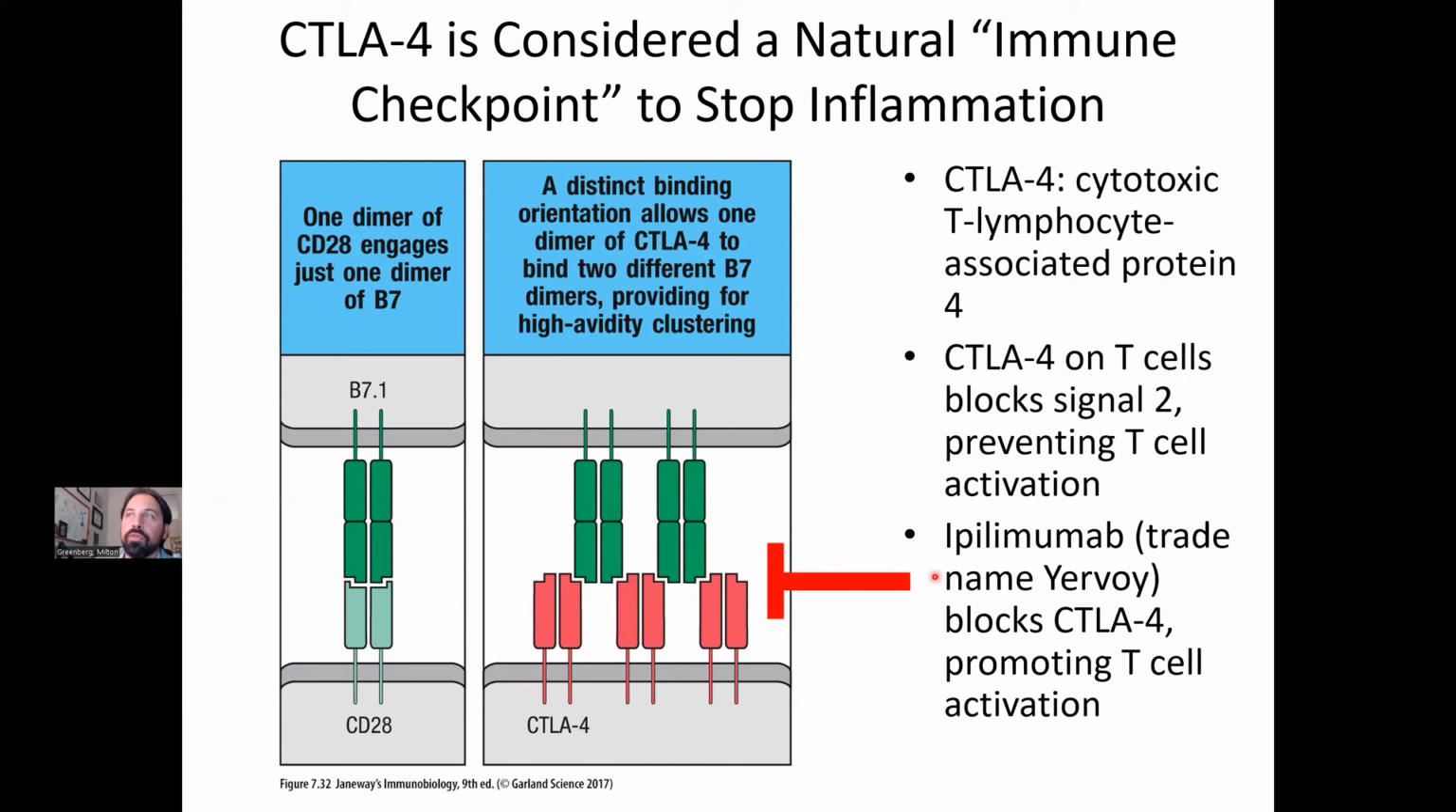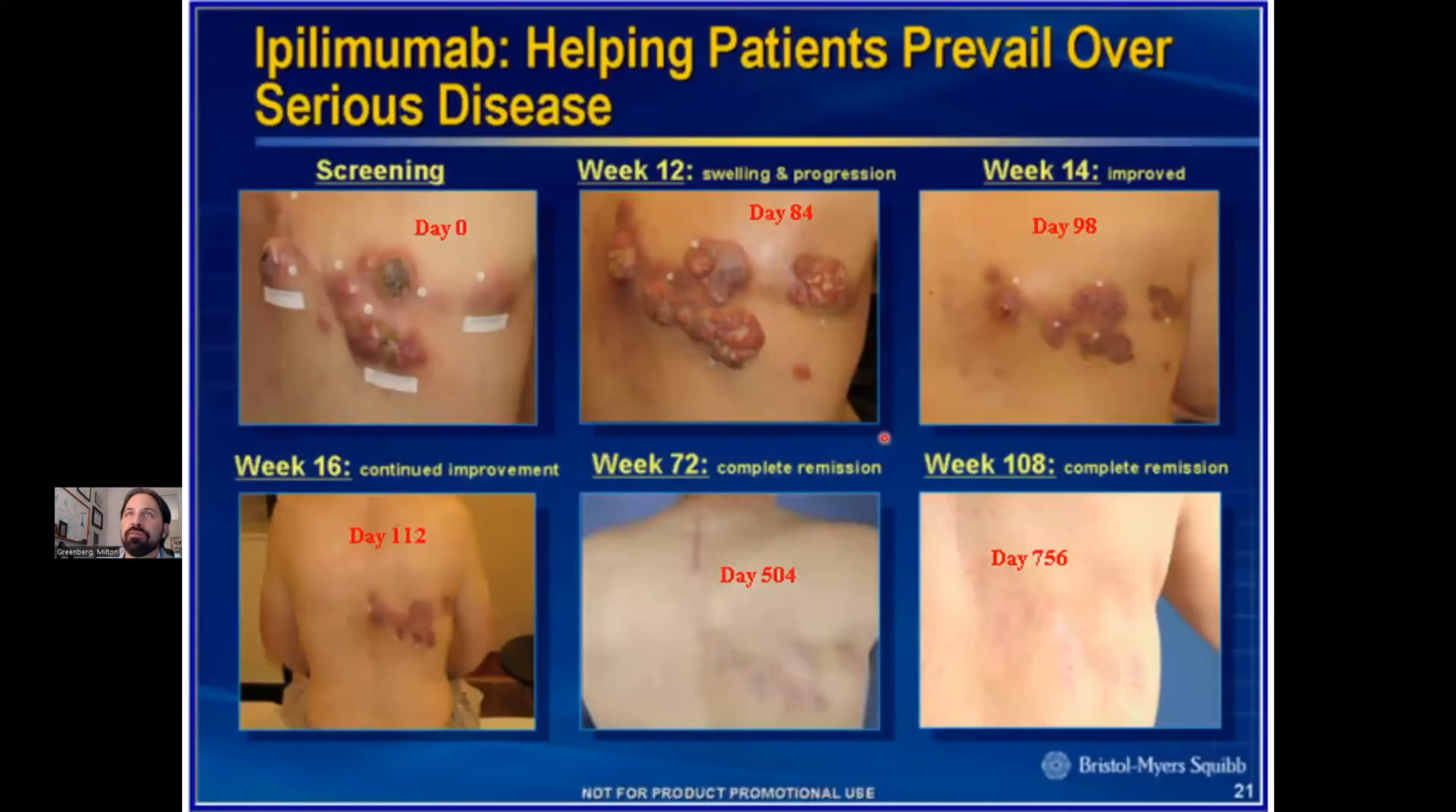So why is this important? The reason this is important is because this has been therapeutically intervened through different drugs. In particular, this wonderful immuno-oncology agent called ipilimumab. Ipilimumab, its trade name is Yervoy, blocks CTLA-4 and promotes T cell activation. So let's take a look at this. In this case, this is taken from Bristol Myers Squibb, who markets ipilimumab. And so you can see here that this is a disease called metastatic melanoma.